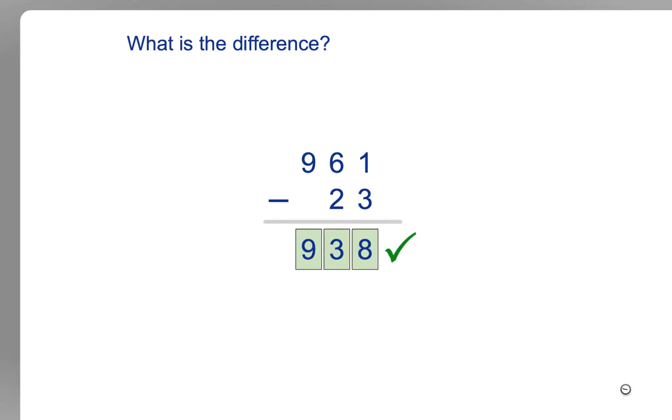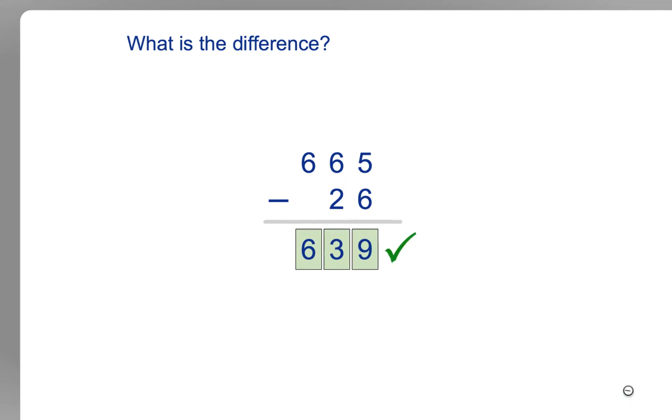Let's do a couple more, because it's complicated at first. 5 take away 6. We cannot do 5 take away 6. So we take one of these 10s and put it over here, and this becomes 15. 15 take away 6 is 9. The next column, we haven't got 6 here. Remember, we used one. We took one across here to make this 15. So we've got 5 left, 5 10s. Take away 2 10s is 3 10s. And 6 take away nothing is 6.